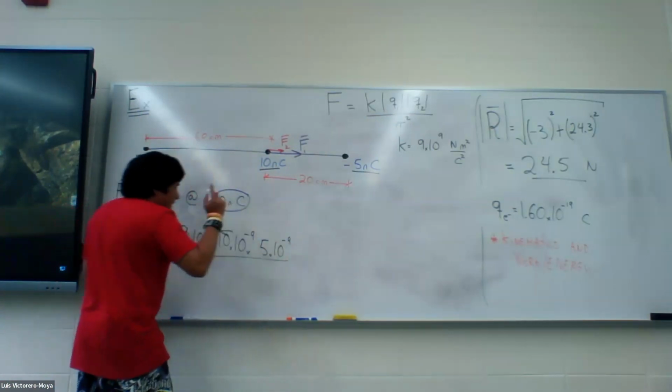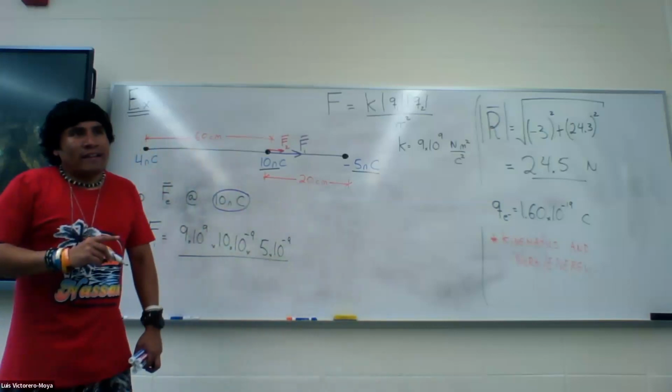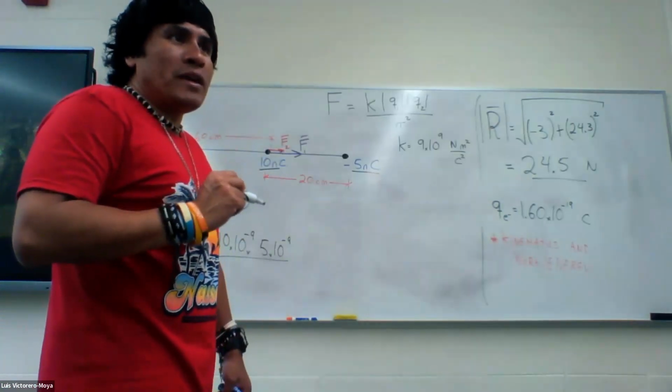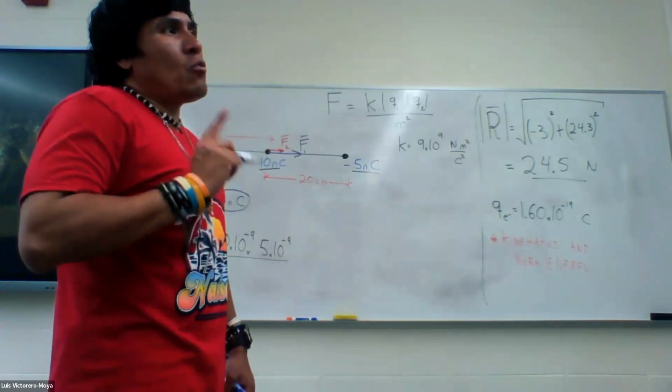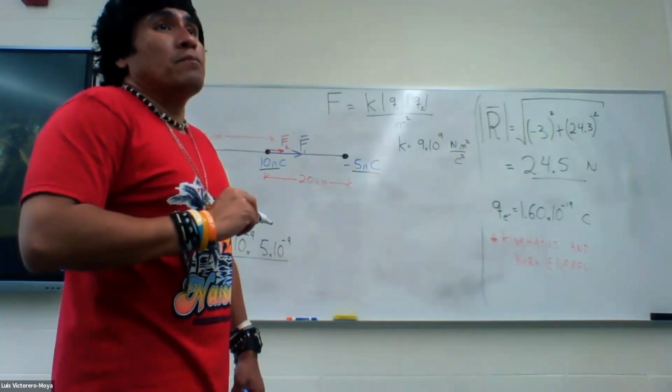Divided by the distance squared. And what's the distance? 20 centimeters. 20 centimeters has to be changed into meters. There are 100 centimeters in 1 meter. That means that 20 centimeters is 0.2 meters.